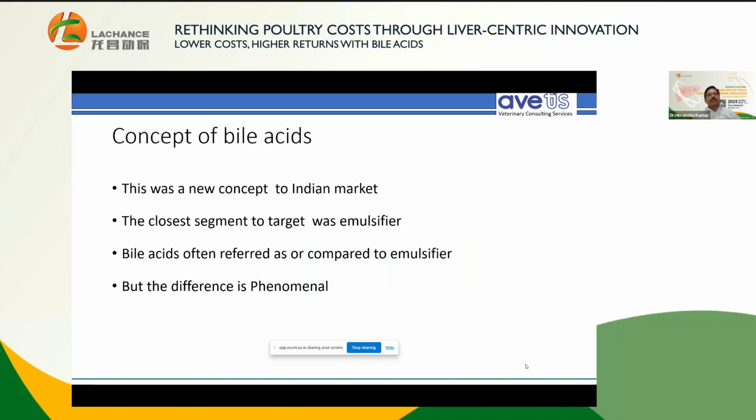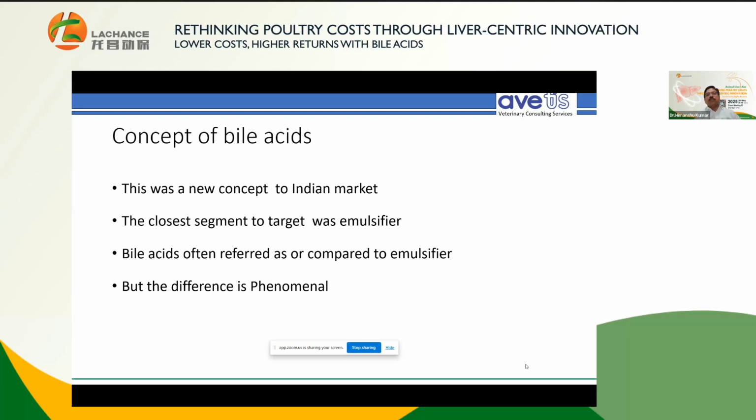The concept of bile acid, as I already mentioned, is just a 3-year-old story in the Indian market, and it was very tough to convince the customer. I won't say tough, but challenging, to convince people where to use it, how to use it, what its significance is, and what benefit the customer is going to get. But indeed, it's a very good and marvelous product.